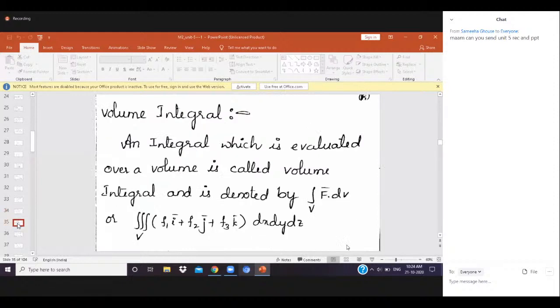Then we'll enter into the volume integral. This is also evaluated, and the value is called the volume integral. It is denoted by the integral over V of f bar dV. Here f bar is nothing but f1 i bar plus f2 j bar plus f3 k bar, and dV is dx dy dz. The integral over V is nothing but a triple integration over V. This is the formula here.